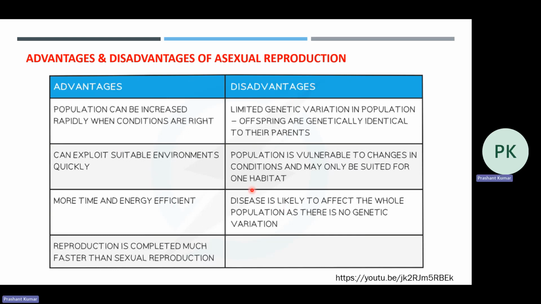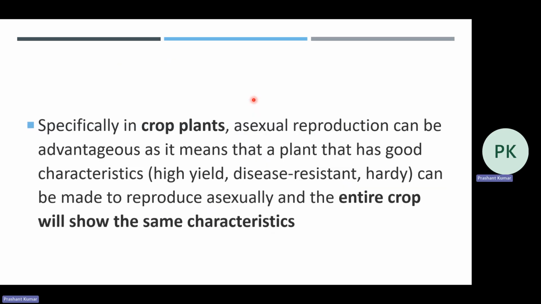So there is a chance of getting a question from here where you have to write advantage and disadvantage of the asexual mode. Let's talk about the asexual method, right? Specifically in crop plants, asexual reproduction can be advantageous as it means that a plant that has good characteristics like high yield variety or the disease resistant quality can be made to reproduce asexually, and the entire crop will show the same character. And that's very good, right? So this is one example.